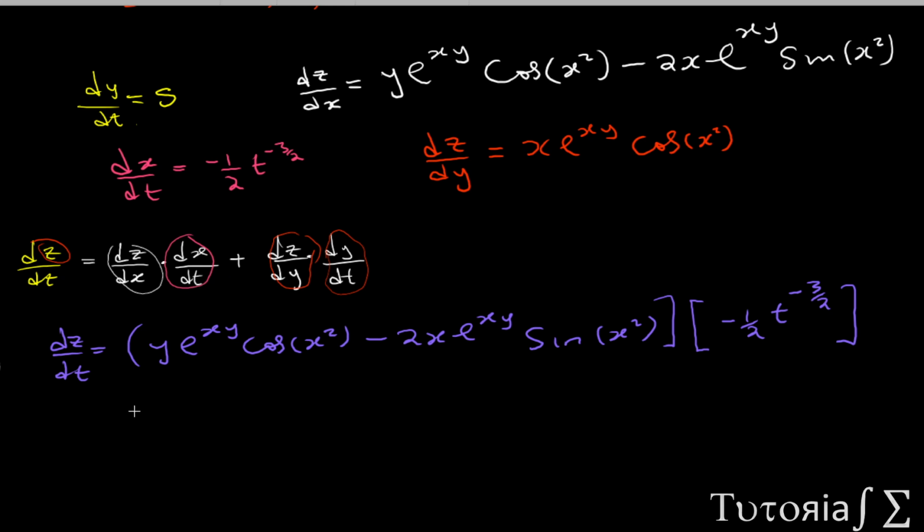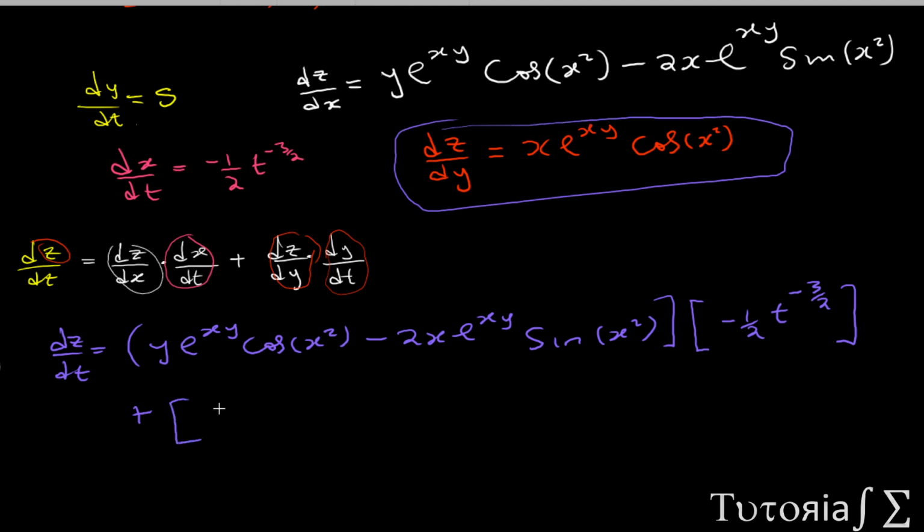Then there is a plus here, so we'll say plus dz/dy. So z with respect to y is right here. So we put that here. So that would be plus, we put in brackets as well. So that would be x e^(xy) cos(x²). We close the brackets. Then we write y with respect to t. So y with respect to t is right here, which is just s.